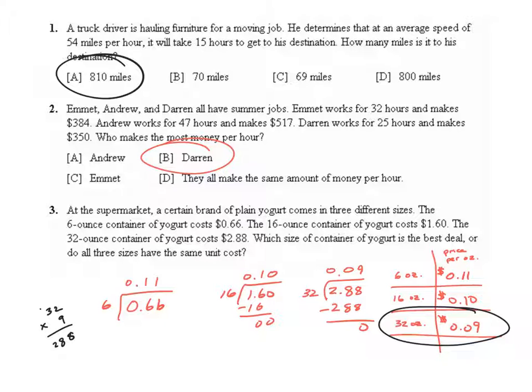And this is a good example of in the real world where you have to decide how much yogurt you actually want. Because just because the 32 ounce container of yogurt is the best deal per ounce, if you don't want 32 ounces of yogurt, then it doesn't matter that it's the best deal, because you'd be paying more than $2 too much if you only really wanted 6 ounces of yogurt.